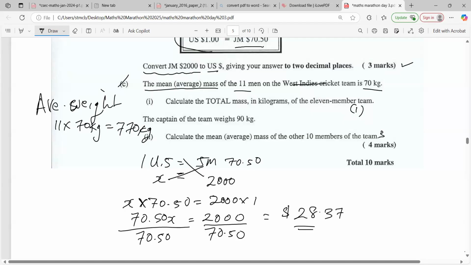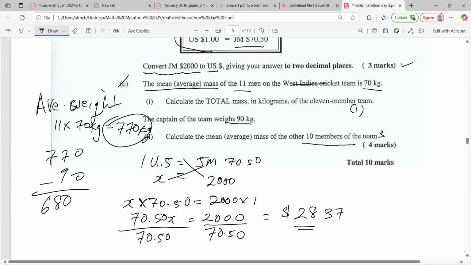It says the captain of the team weighs 90 kilograms. Calculate the mean average mass of the 10 members of the team. So let's say the captain weighs 90. We know the total already that all of them weigh, so all we have to do is subtract the 90 from this, and we get what the others weigh. So it will be 770 minus the 90, which gives us 680. And since we take out the captain, it's now 10 players, so we divide by 10.